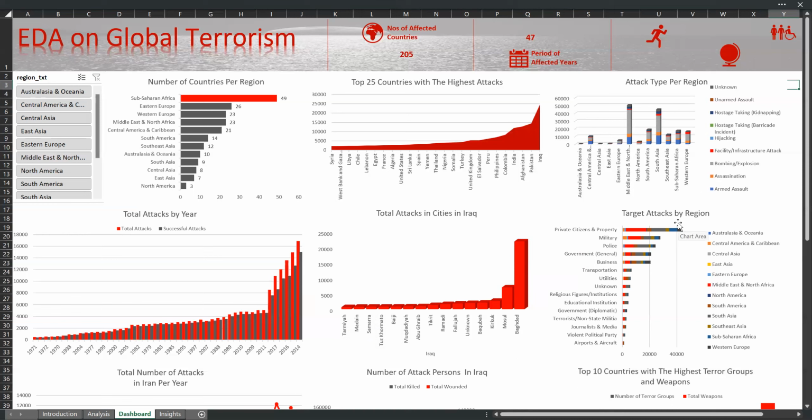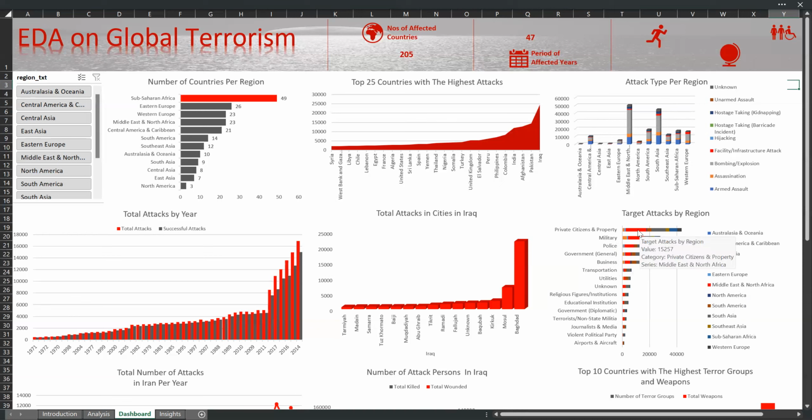Next is the target attacks by region. This includes what the terrorist groups target whenever they strike. So we have private citizens and property, military, police, and governments ranking as the top 4 targets of attacks. We can also see here that, just like above, the Middle East and North Africa ranks highest in these forms of attack, followed by South Asia.